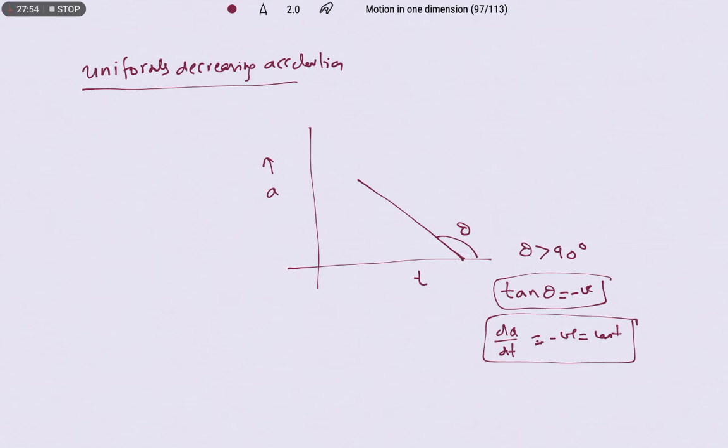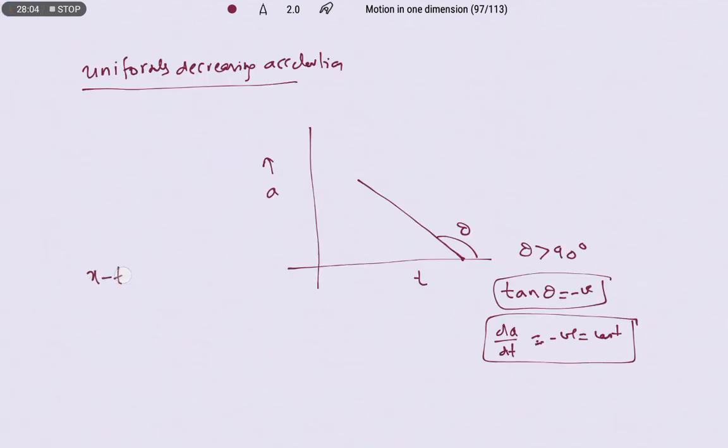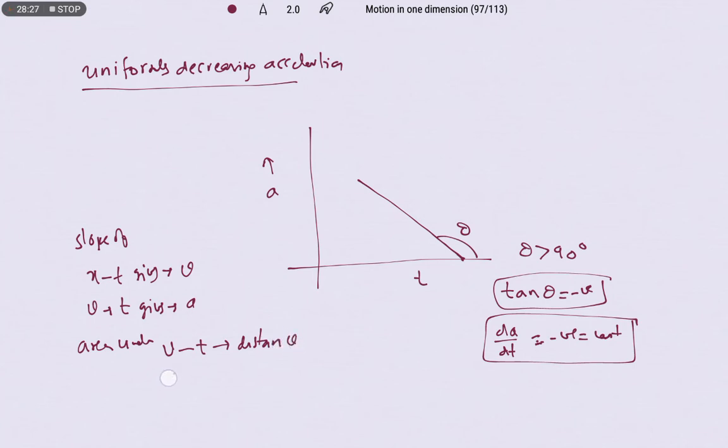Okay? In this analysis, the main important points are: the slope of the xt graph gives velocity, the slope of the vt graph gives acceleration, the area under the vt graph gives distance, and the area under the at graph gives velocity. Okay?